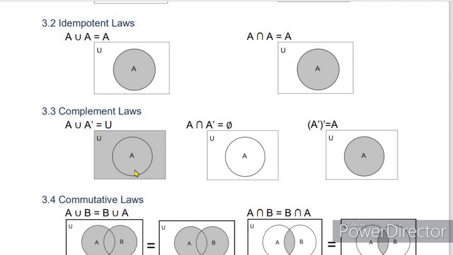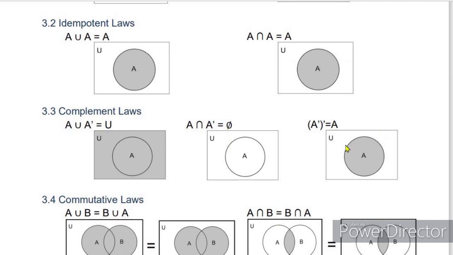So we will just simply shade everything. That's why it is equal to U or the universal set. Next is A intersection A complement is equal to null set. Why is it equal to null set? Because they are complements. All the elements inside A do not intersect with all the elements outside A. That's why there is no intersection at all. There are no elements, so the resulting value is a null set.